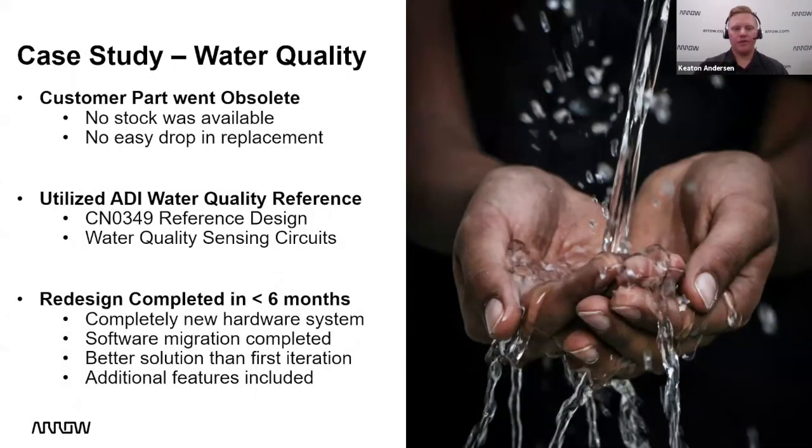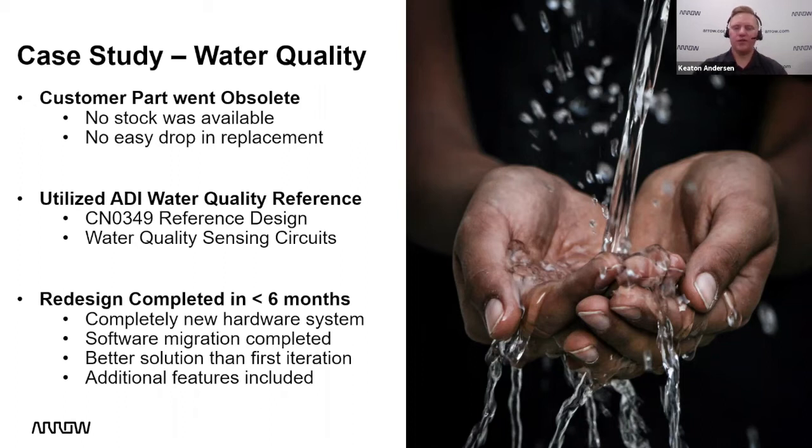So the first thing is, let's take a look at a water quality example. We had a customer that came through that was actually doing this. They were working on a design and had a part that went obsolete on them. Nowadays, it's very easy for a part to be unavailable in stock for a while, and potentially there's an issue with sourcing it. So there was no stock available, and there was no drop-in replacement. So it was not something that they could very easily shift from.